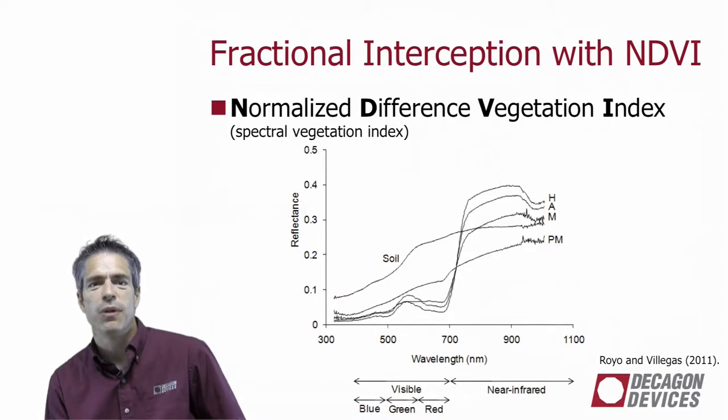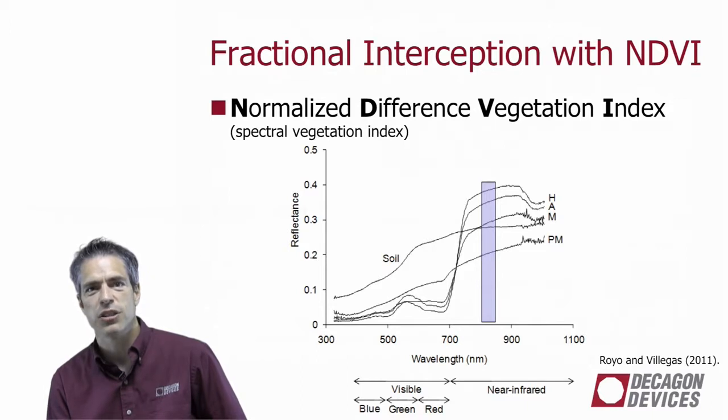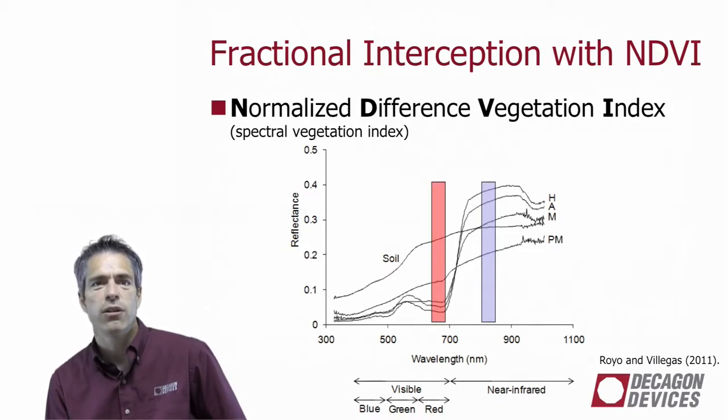Now, if we were to measure the amount of reflected radiation in the near infrared range and compare it to the amount of radiation in the red range, you can see that there's quite a large difference when we talk about the heading point of the crop, and a relatively small difference when we talk about soil, or even about the post-maturity leaves where we've had a considerable amount of senescence.